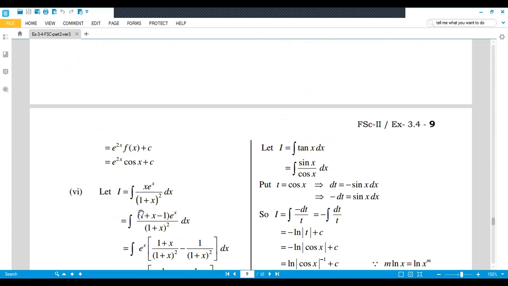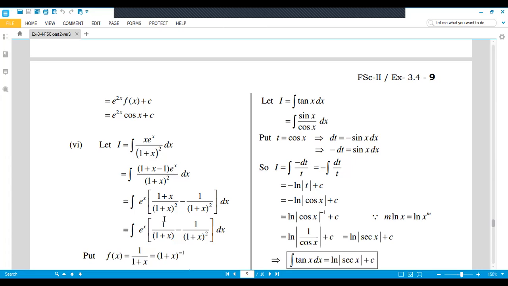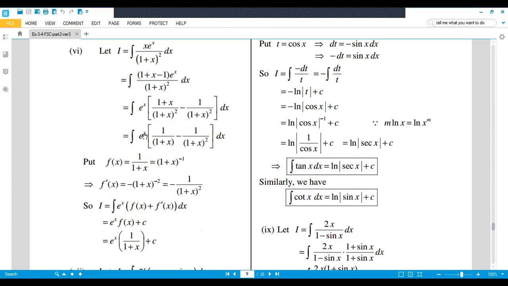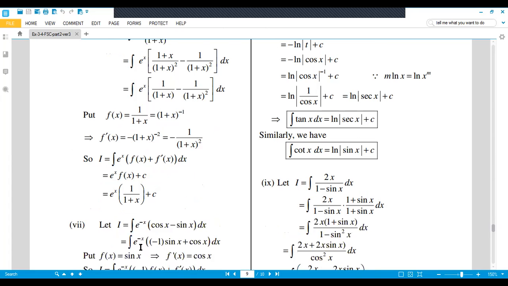The sixth part is the integral of x e power x over 1 plus x whole square dx. So we add and subtract 1 in the numerator. So we split it: 1 plus x whole square minus 1 over 1 plus x whole square. So one square cancels, one time left. So 1 over 1 plus x, whose derivative is minus 1 over 1 plus x square. So this is f of x and its derivative is this. So we put it in the given equation, e power x as it is, this is f of x and this is f prime of x dx, which is equal to e power x f of x plus c. You put f of x and you get the required answer.